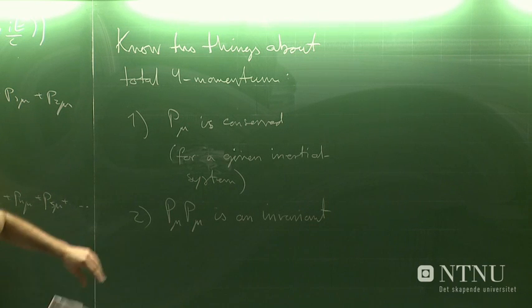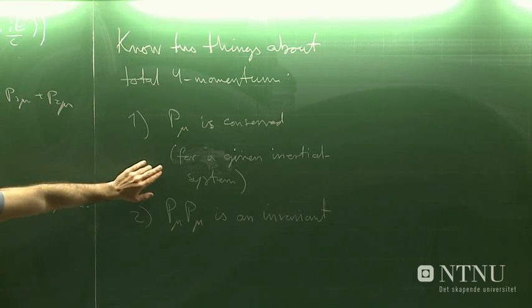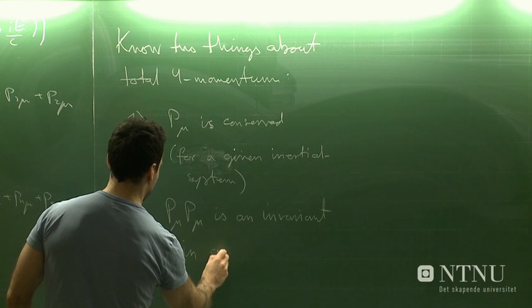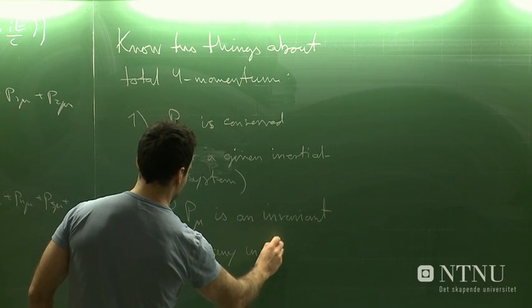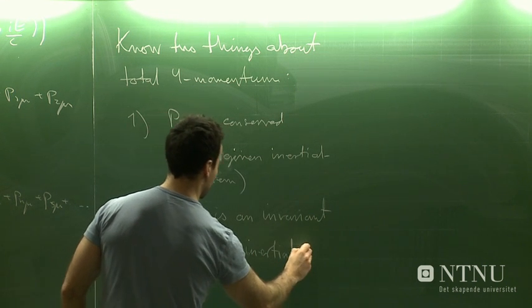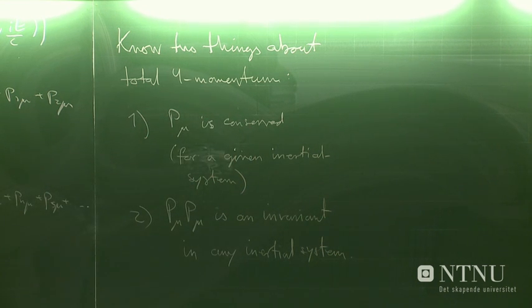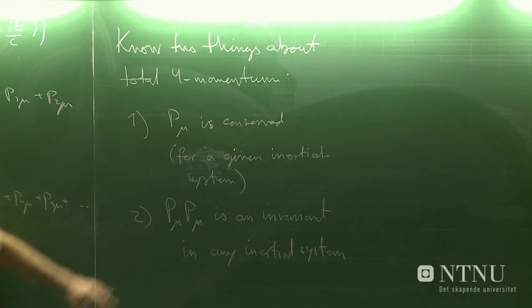And I'm emphasizing this to distinguish it from the next property. Namely, that P mu squared is an invariant in any inertial system. So that means that regardless of which inertial system we consider, P mu squared will be invariant. So it's important to keep in mind the difference here.